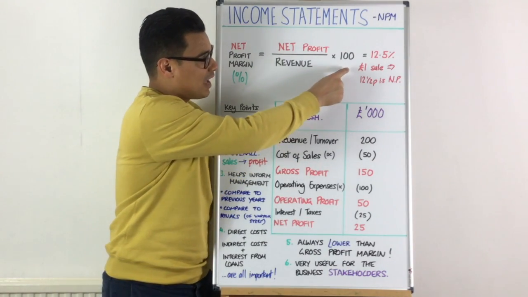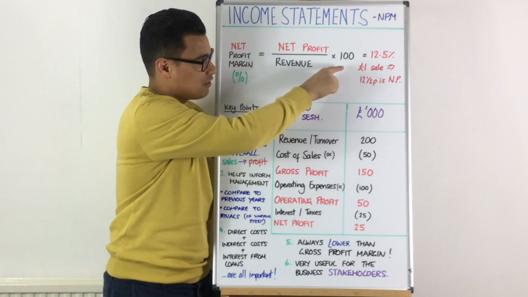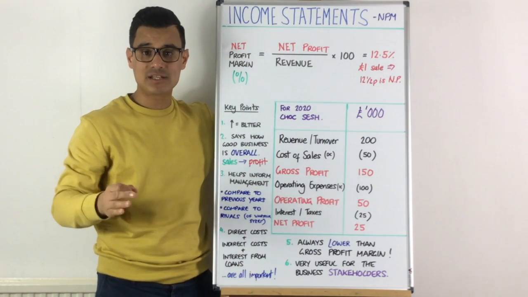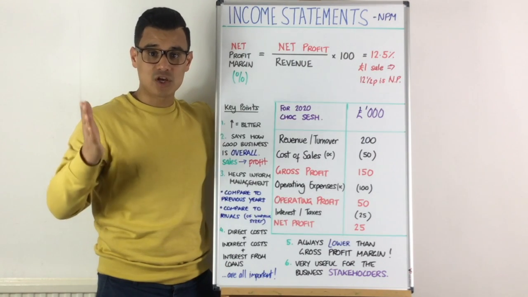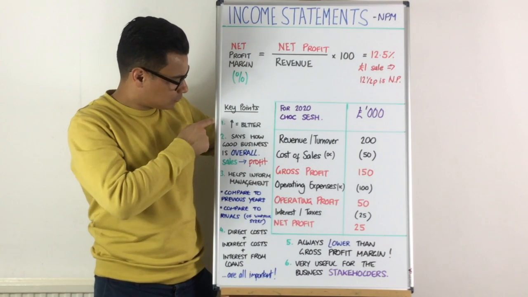12.5%. But what does that mean? That essentially means for every £1 of sales, which will be in the revenue or the turnover, 12.5p of that is your net profit, your bottom line, as it's sometimes called. So let's look at more details of net profit margin.